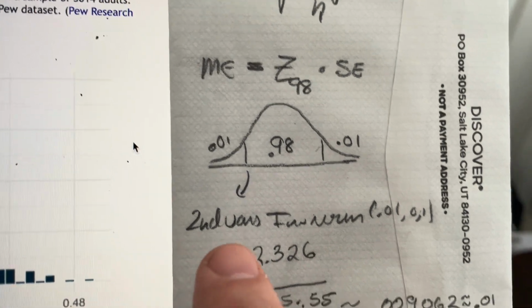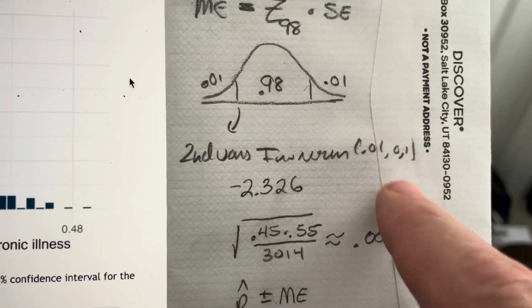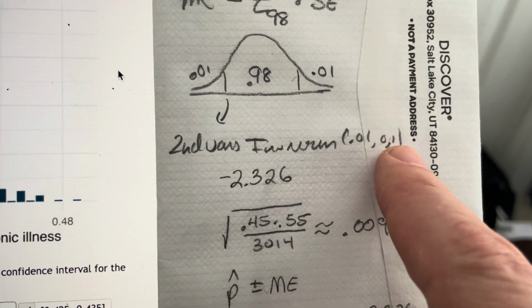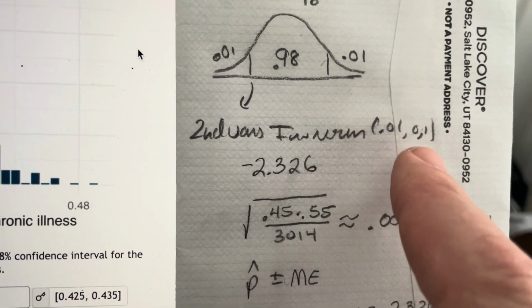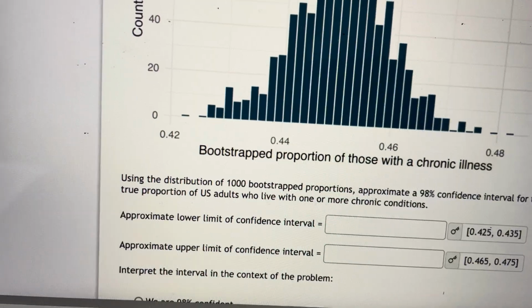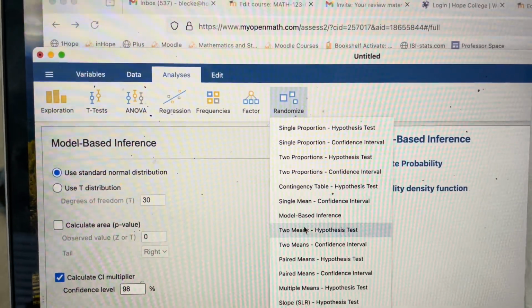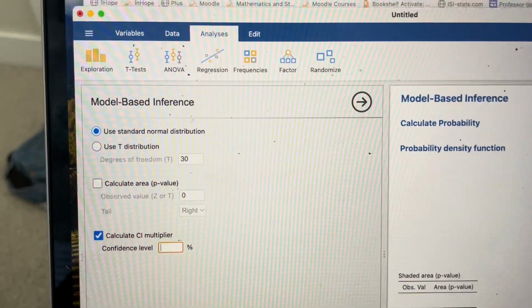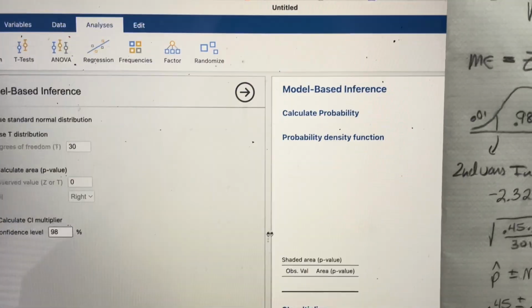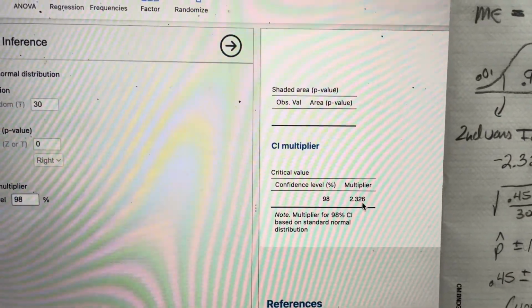Hopefully that makes sense. If we're doing the calculator, we'd be using second VARS, invNorm. Our 0.01 is the area in the left tail, and then we put our mean as 0, and our 1 as our standard deviation, and you'll get negative 2.326. Now, I'm going to pause for a second, and I'm going to come over to the computer, and you would click on randomize, then you would scroll down to model-based inference. You would click on calculate the confidence interval multiplier. You would change that to 98. You would hit return. And then you'll come over to the right-hand side and you'll see there is your 2.326. Okay. Hopefully that makes sense where we're getting our multiplier from.